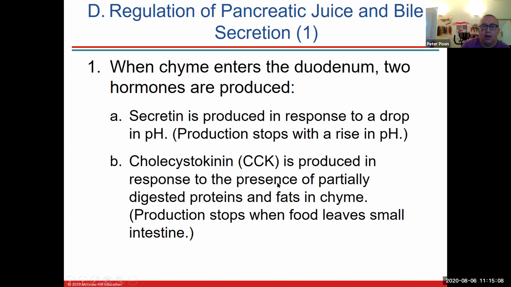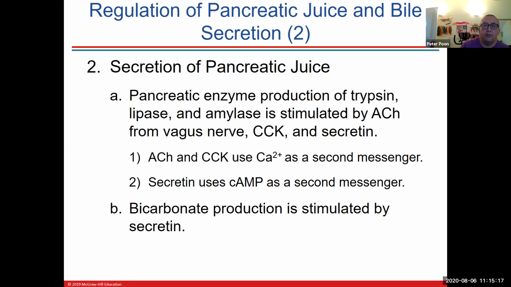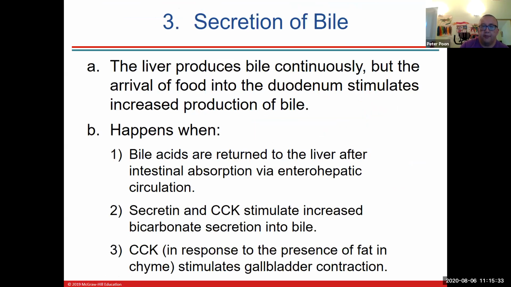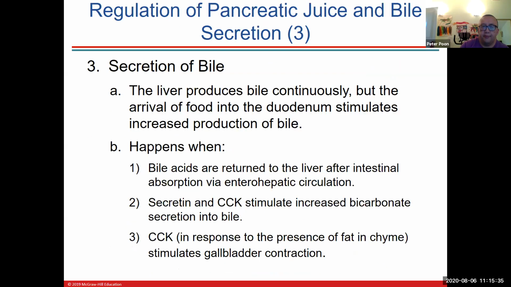So CCK is produced in response to the presence of partially digested proteins and fats in the chyme. So again, this is released. Trypsin, lipase, and amylase are secreted by way of CCK. The secretion of bile is also by CCK.